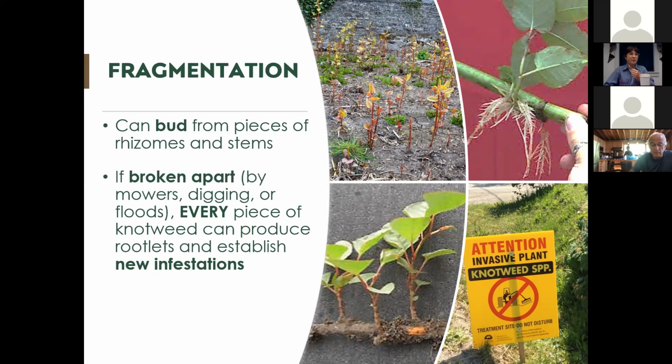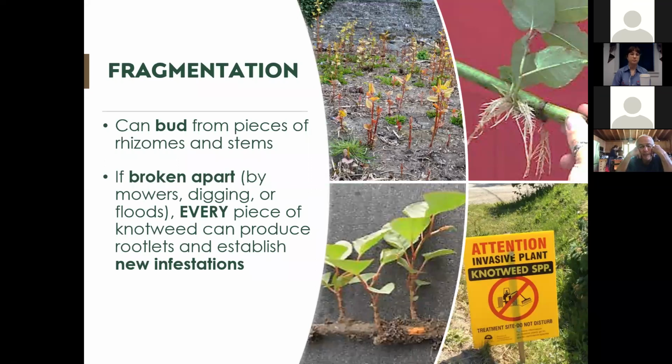Yeah, there we go. We're going to talk about fragmentation. Fragmentation is one of the biggest ways that knotweed spreads. It's really, really important to note that new knotweeds can bud from pieces of both rhizomes and stems. So you can see in this upper right-hand picture, we just have a little piece of knotweed, and say you mowed over this knotweed and left all those fragments on the ground. Each one of those fragments can become a new knotweed plant, expanding your infestation, which is really the opposite of what you want to be doing.